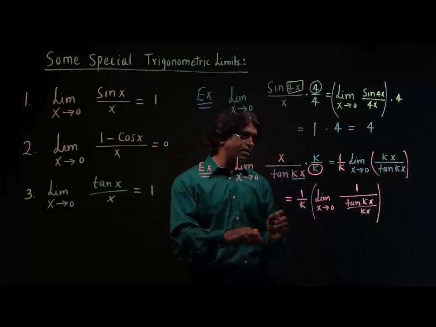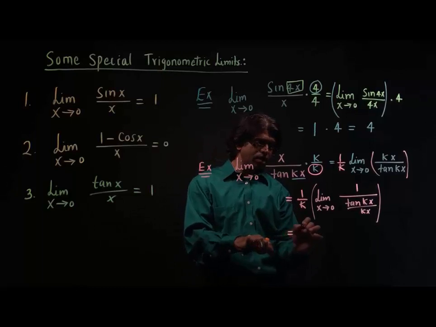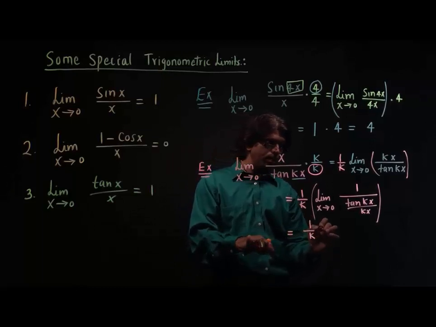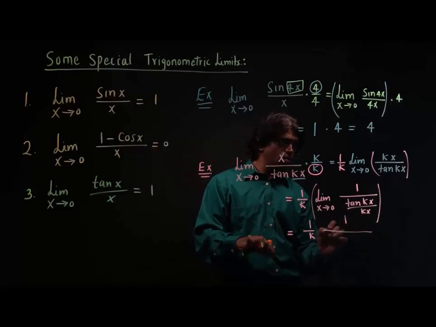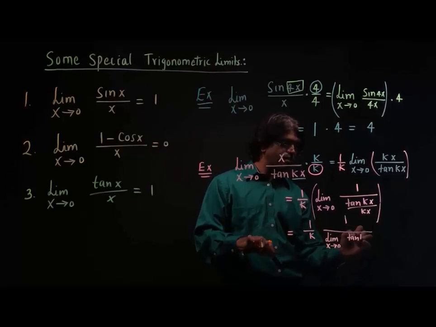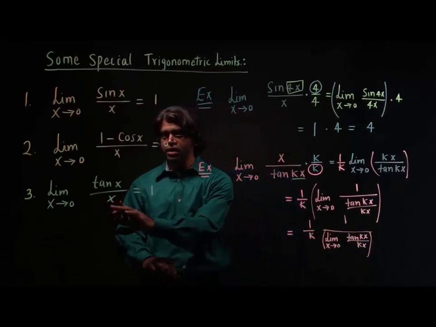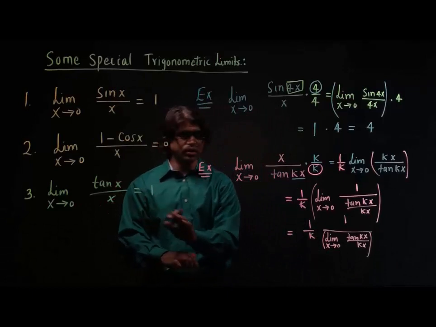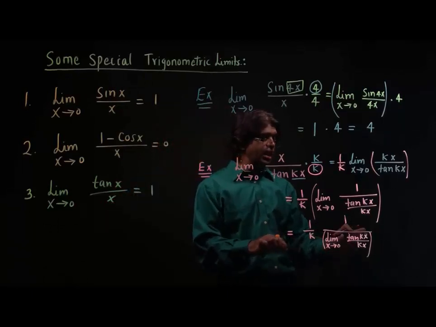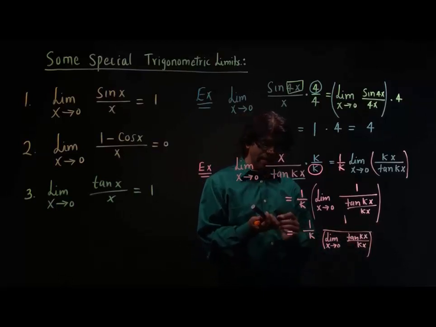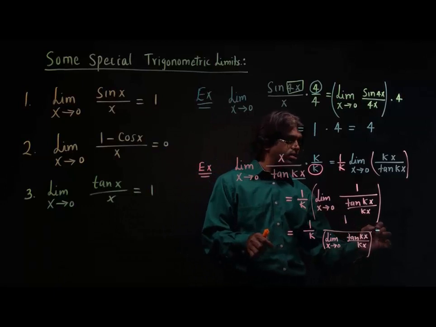Now I can apply the limit, and I will write 1 over k, and I have 1 over the limit x tends to 0, tangent kx over kx. And we know from this formula that tangent x over x is 1, so tangent kx over kx will be 1 for limit x tends to 0.